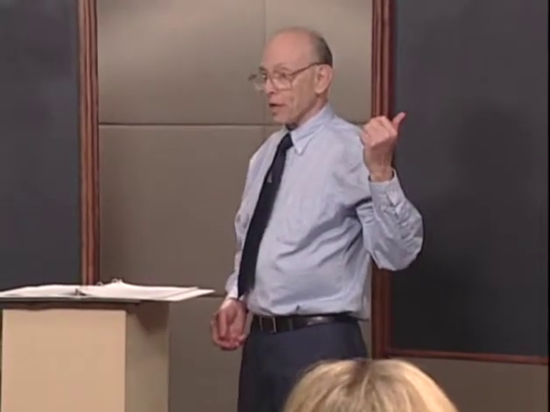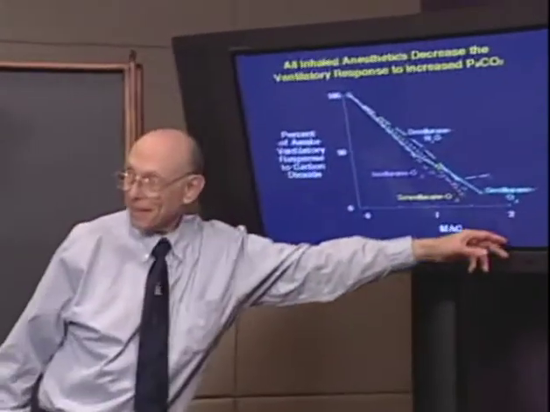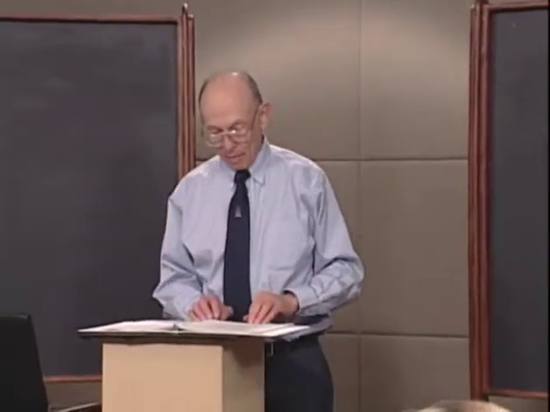Where do you suppose you get apnea? Where does that curve tell you you get apnea? Slightly less than 2 MAC, 1.5 to 2 MAC. It's where these lines cross zero, isn't it? That's where you get apnea. That is indeed where you get apnea, where each of these anesthetics cause apnea.